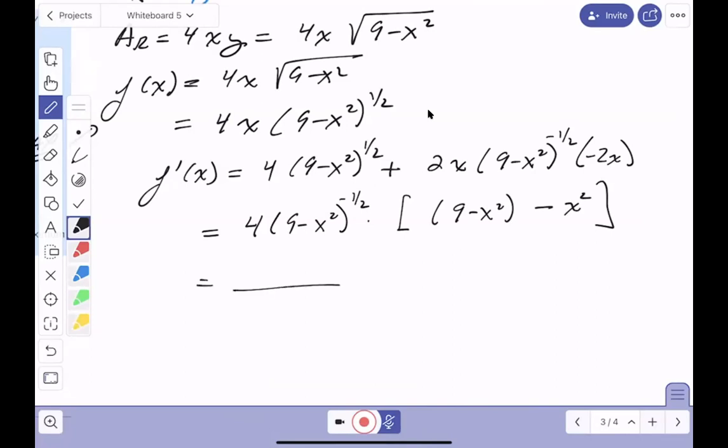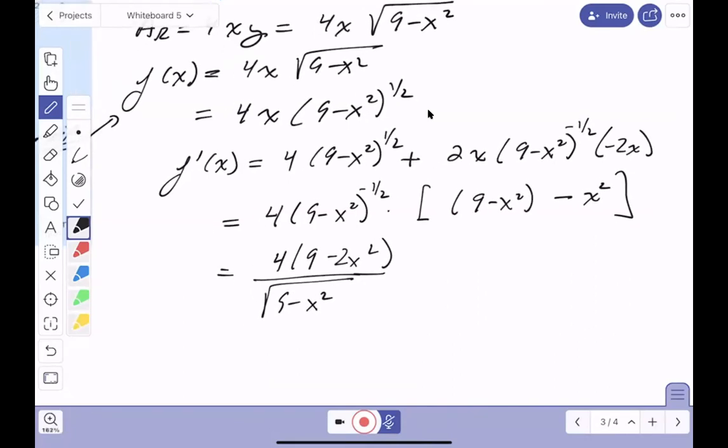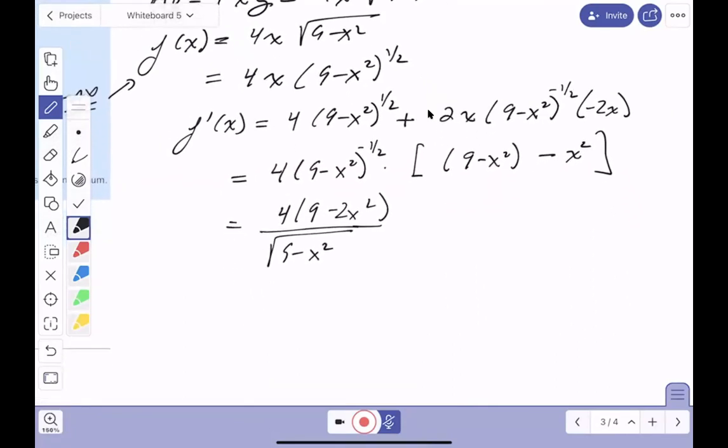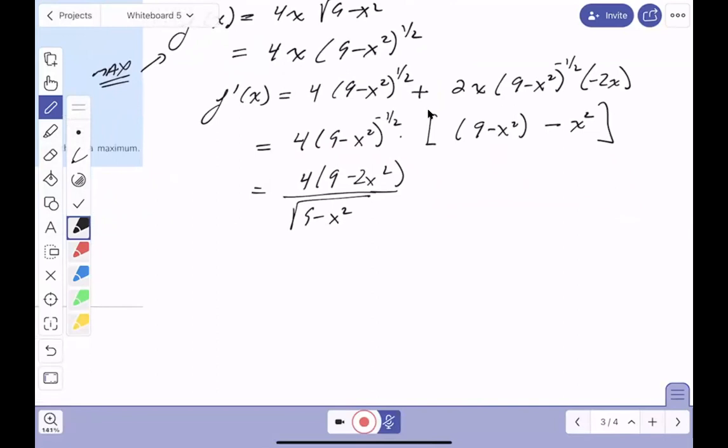So it's going to be 4. I'll write this over 9 minus x squared on bottom, the root of it. And on top, what do you get? 9 minus 2x squared. All right. Now, what happens to a lot of students is after doing work, they forget why they've done the work. And I want to point out we're trying to maximize. And we're trying to maximize this on an interval between 0 and 3.